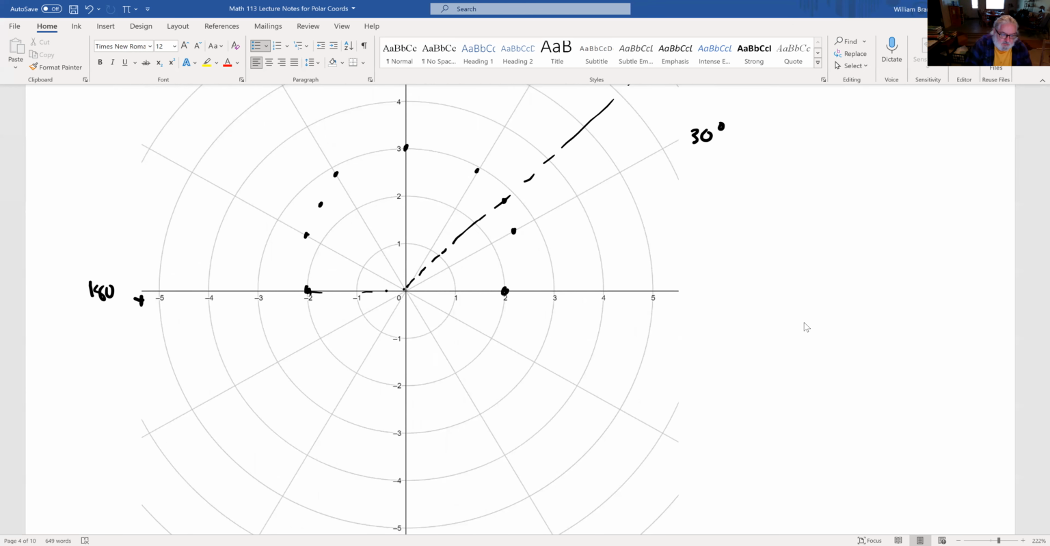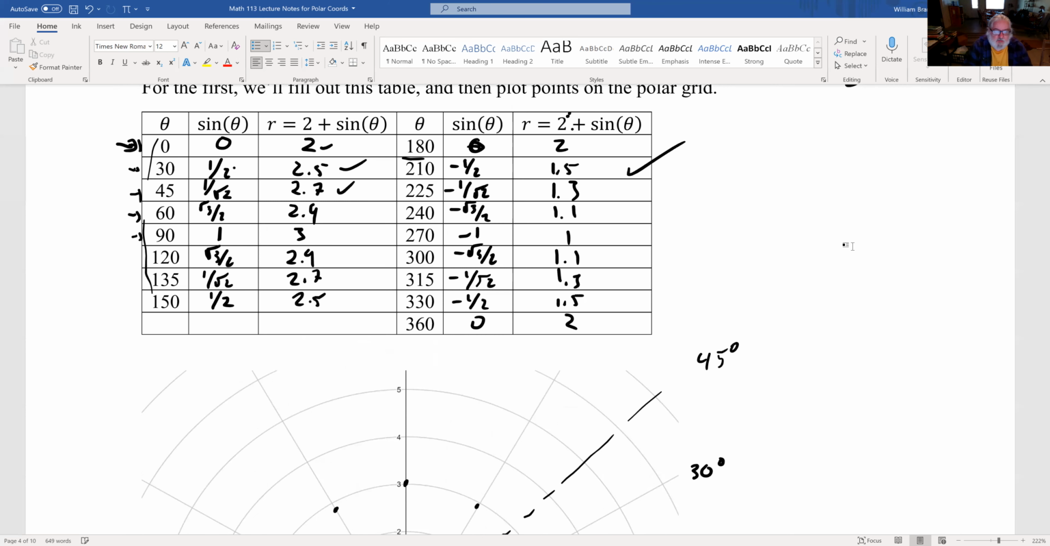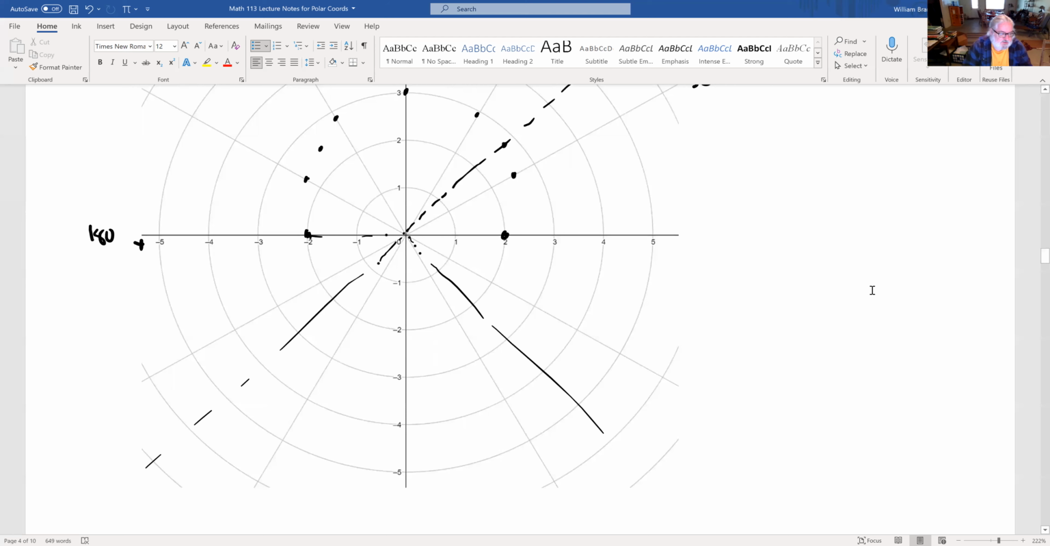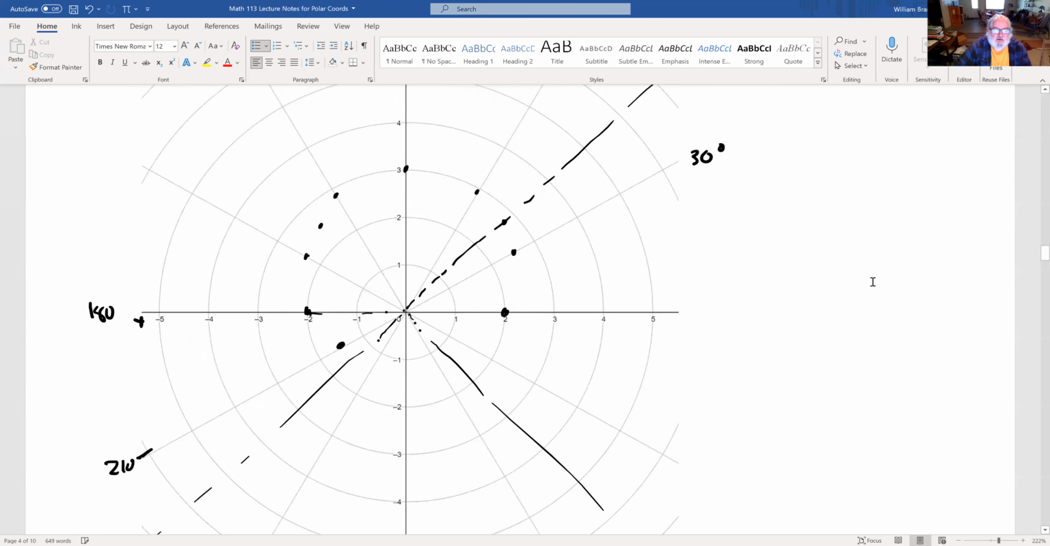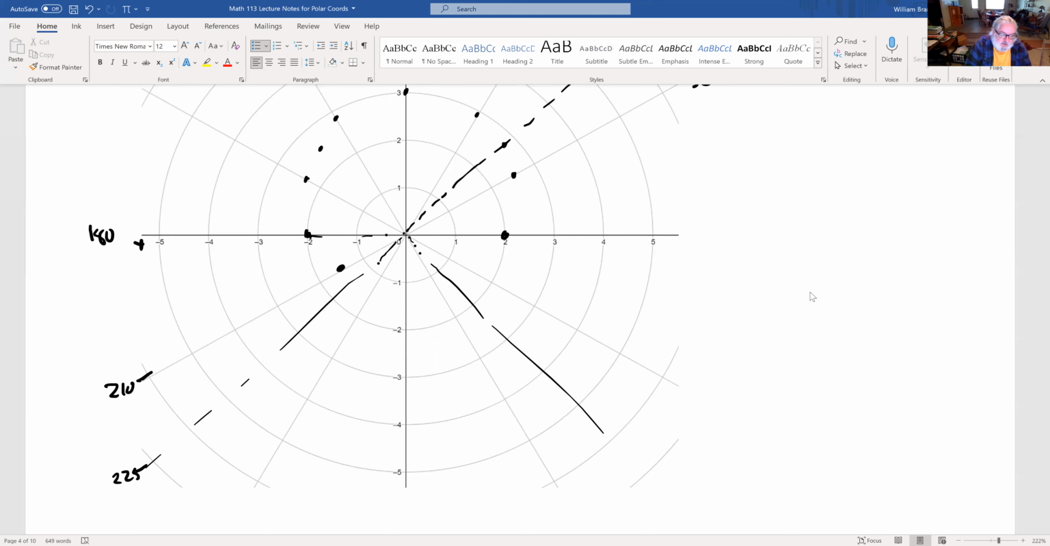So again, we don't have the 45-degree angles, but there should be one there and one there. And at the angle that's 210, we go out 1.5. So this is the 210 angle here, and we go out 1.5 units on that. And then this one's the 225 angle that I had to draw in, and we go out 1.3 units on that. So this is 1 unit here, this is 2 units, so 1.3 would be about here. And then we go to 1.1 and 1.